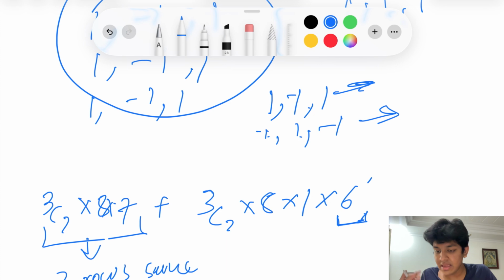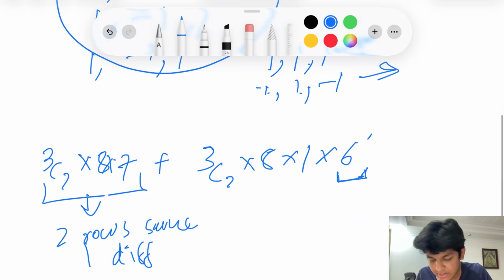Why can't the third row be like 1 minus 1 1? Because that case has already been counted in the two rows same case. Let me show you.